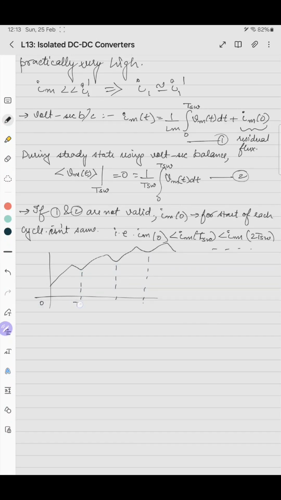This is 0, this is t switching, this is 2t switching, this is 3t switching, this is Im, and this is Im of 0, this is Im of t switching, this is Im of 2t switching, and so on, and its average value is keeping on increasing. So this will saturate the core. The core will be saturated.